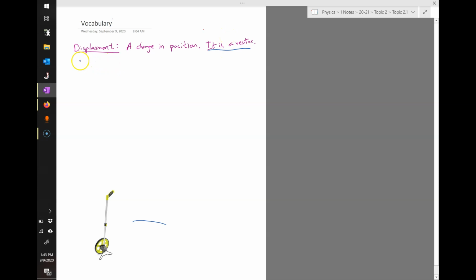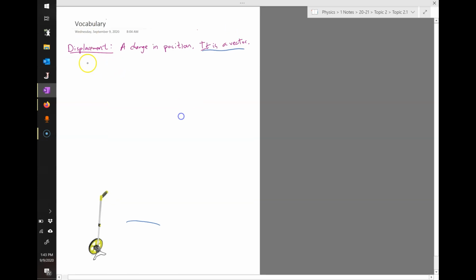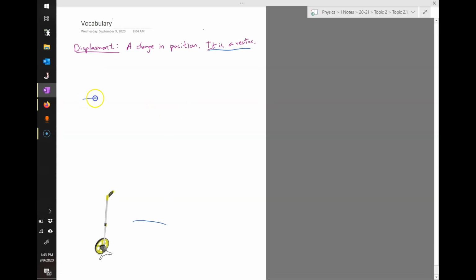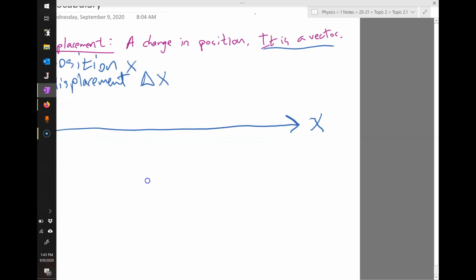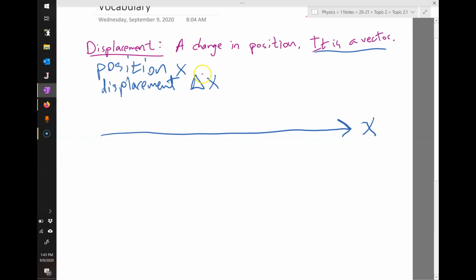We will indicate displacement with, so first of all, position. Let's just say we're tracking the motion of something on a line, and let's call its coordinate x. So position can be written as x. Displacement can be written as change in x. So that symbol is an uppercase Greek letter.